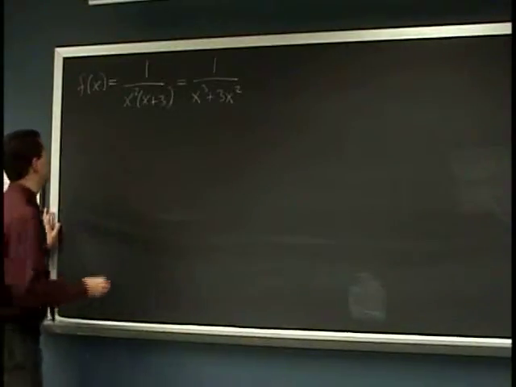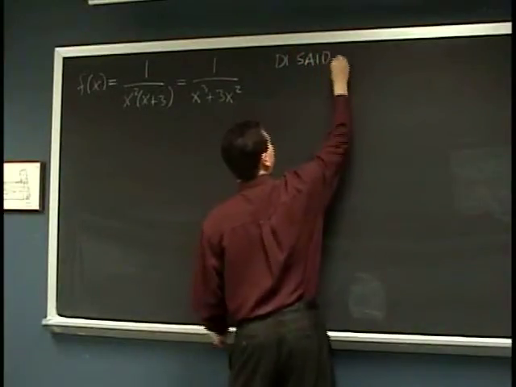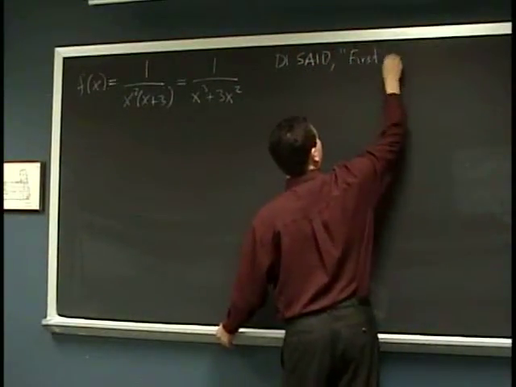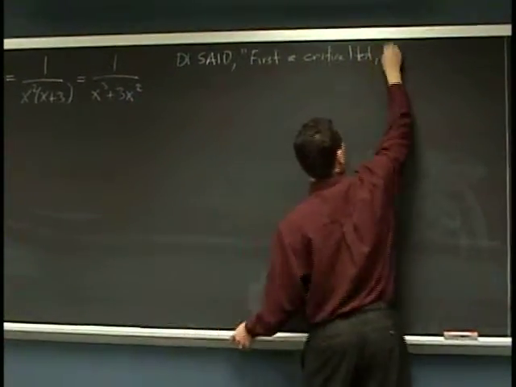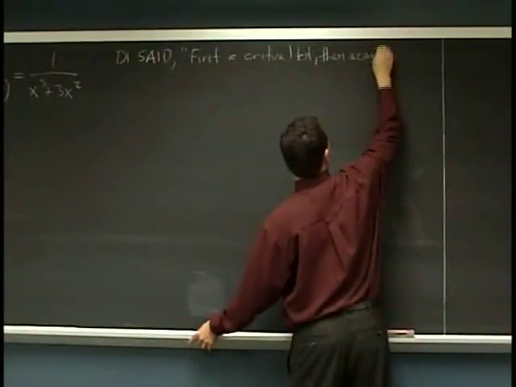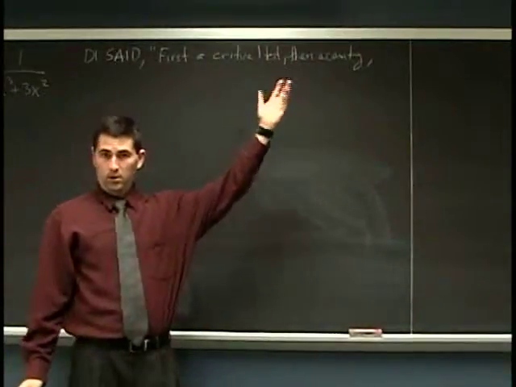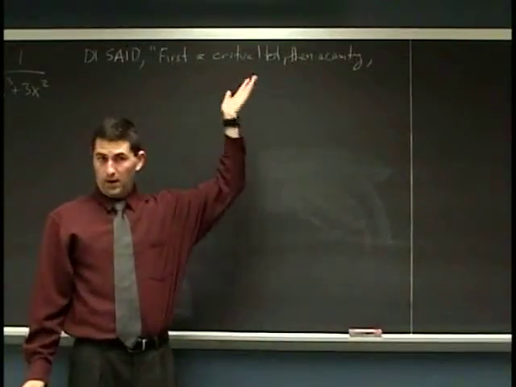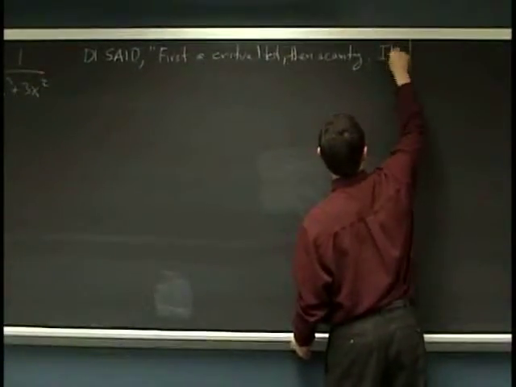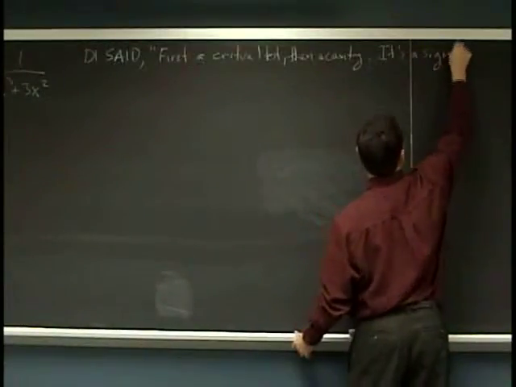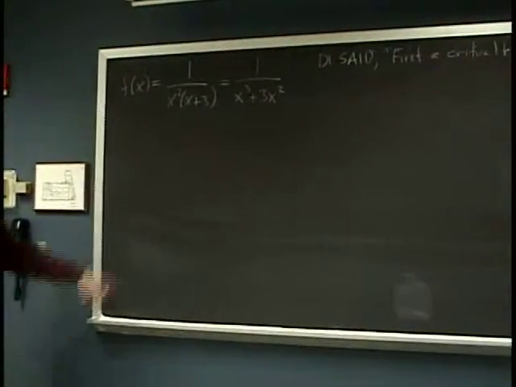Okay, so what do we got? Well, let's see. First a critical test, then a concavity test. So we can either write in a second test, or we can write in the sign. Okay, so let's just do the sign. Okay, so let's start at the beginning.